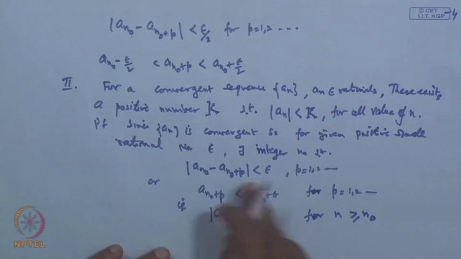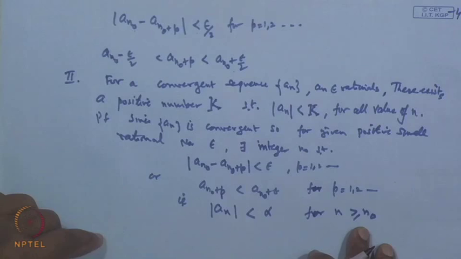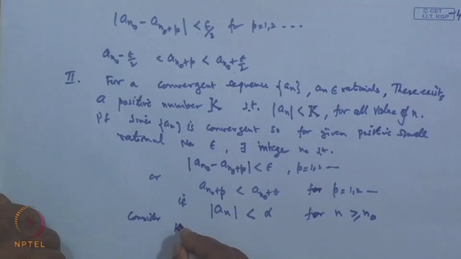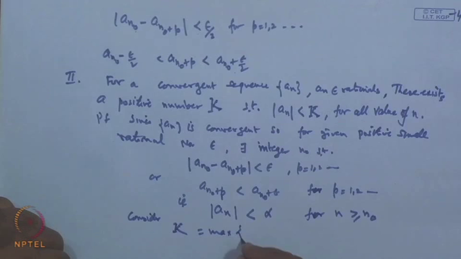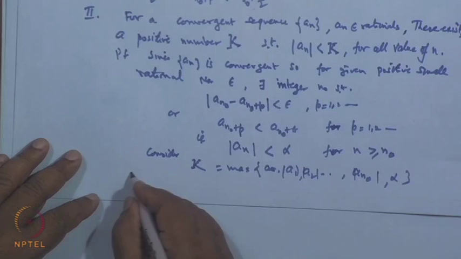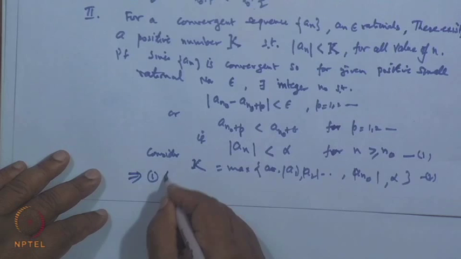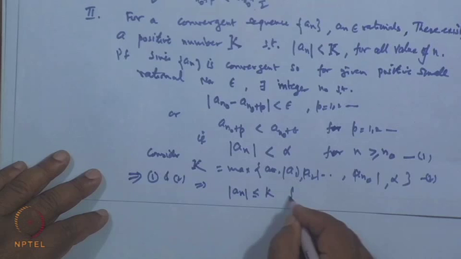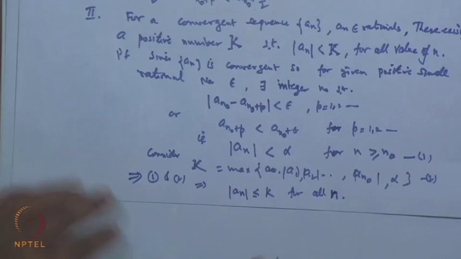So, what is left now? Consider k as the maximum of the absolute values of A naught, A one, A two, up to A n naught, and then alpha also. If I take k as the maximum, then obviously, using the first and second property, A n will remain less than or equal to k for all n. That is, mod A n is less than k for all n. Okay. So, this proves the result.